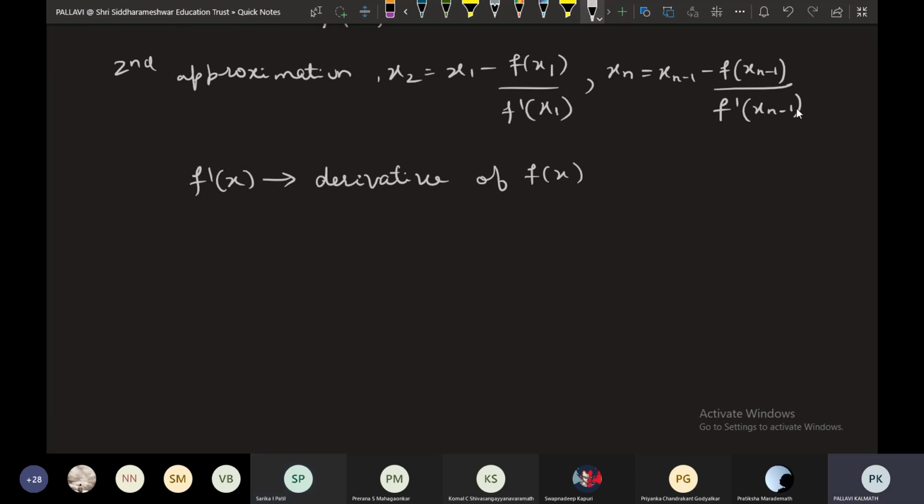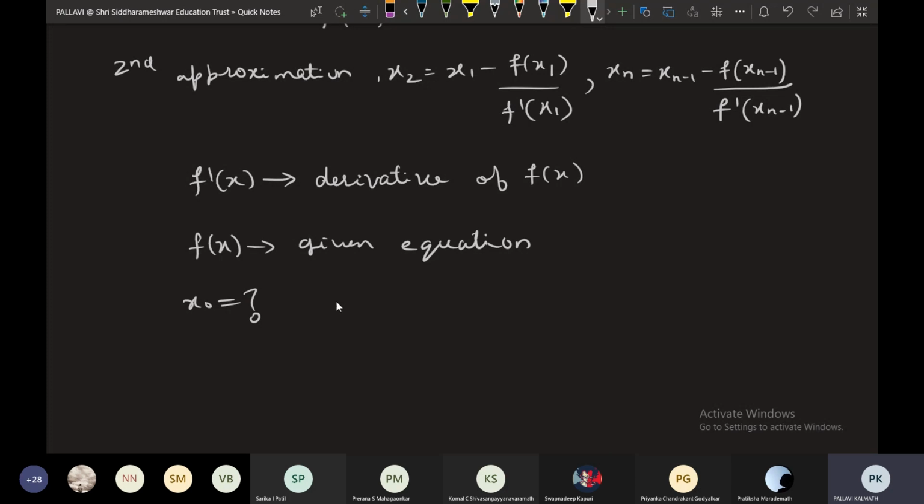Okay, is it correct? So understood the generalization for any nth iterative, you have to take xn minus 1 minus f of xn minus 1 by f dash of xn minus 1. So see here, you will be given a function. You will be given f of x. F of x is an equation. So for this equation, what you are going to do is, what is this x naught?